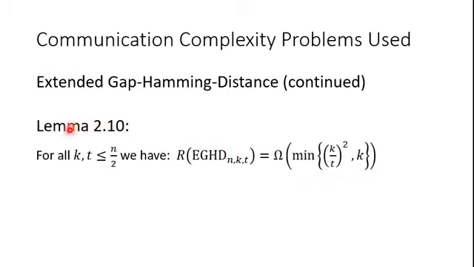So I will also remind you of Lemma 2.10 that we saw for the EGHD problem, which stated that for every k, t less or equal to n divided by 2, the minimum communication cost of EGHD(n, k, t) is omega of this statement, which we are looking to obtain.